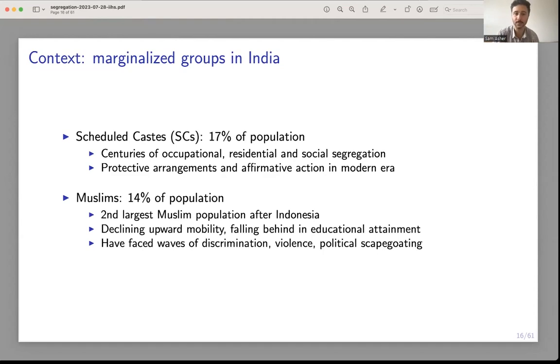India has the second largest Muslim population after Indonesia. And there's a lot of work that's been emerging that's showing that Muslims are really falling behind in many ways compared to other groups, even compared to SCs on some measures, like our work on intergenerational mobility shows. And more recently they have faced waves of discrimination, violence, and so on.